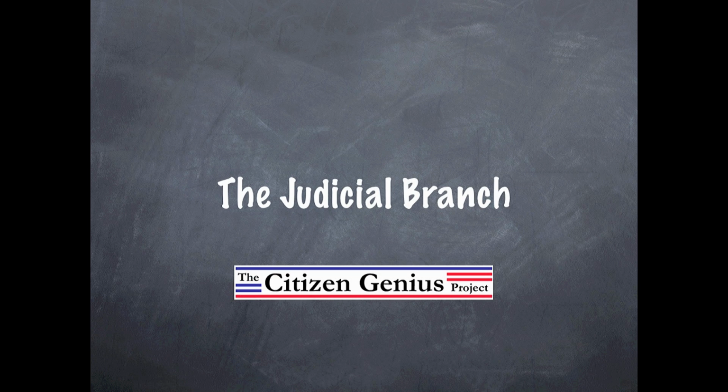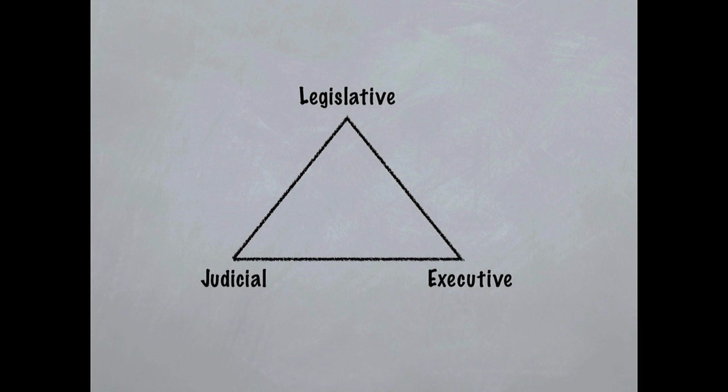The judicial branch of U.S. government, presented by the Citizen Genius Project. The three branches of U.S. government are the legislative, executive, and judicial branches. This video will focus only on the judicial branch.